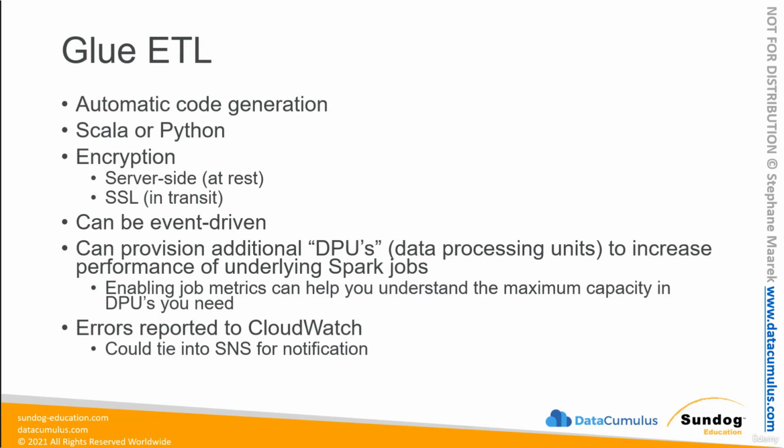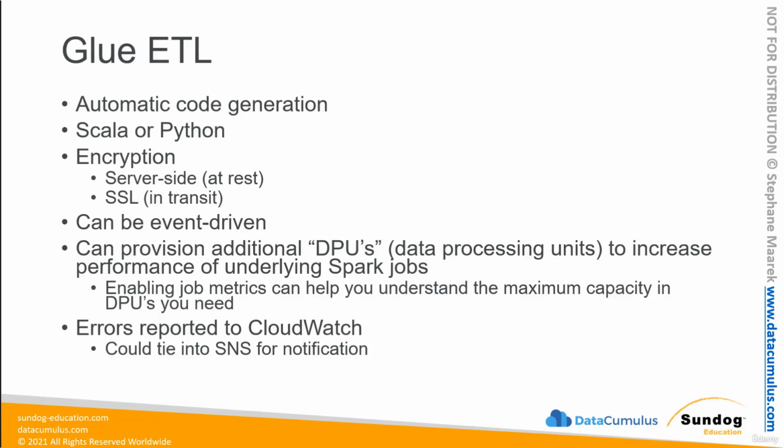So Glue ETL can automatically generate code for you for transforming your data. You can go to the Amazon console and say how you want to transform your data in a graphical manner, and it will automatically generate code for you that will be running under Scala or Python and taking advantage of that Apache Spark engine that's running under the hood for Glue ETL. You can also write your own code if you want to using Scala or Python. It will handle encryption, so you can have server-side encryption at rest or SSL encryption for handling data that's in transit. Those are both handled for you.